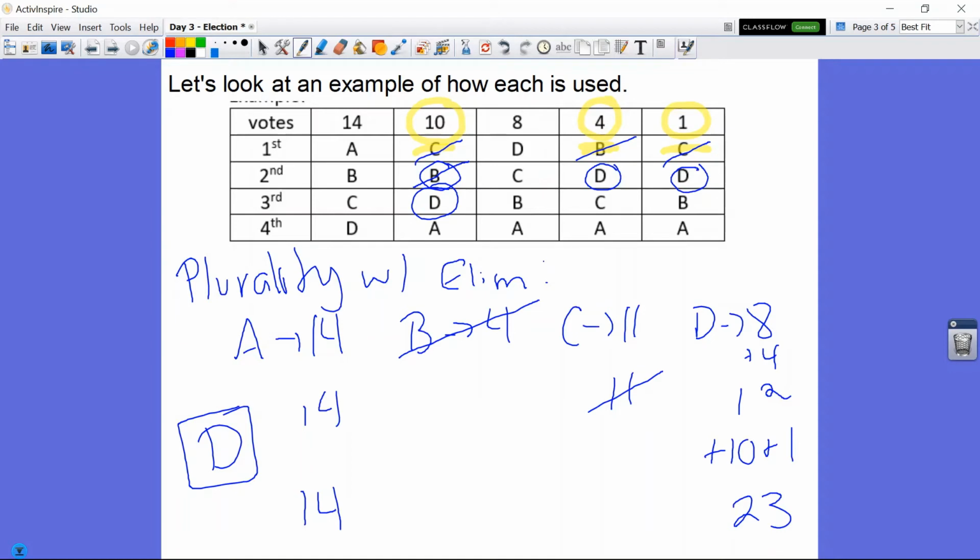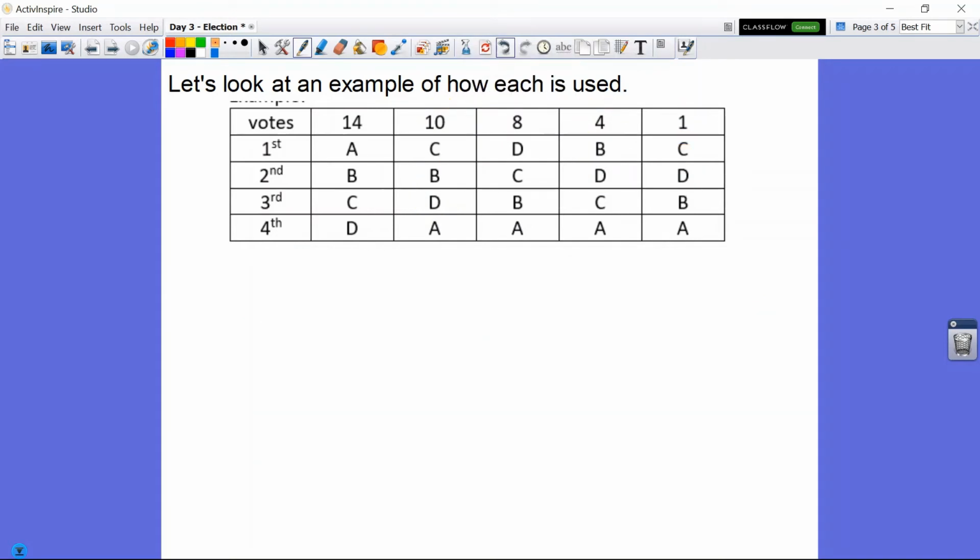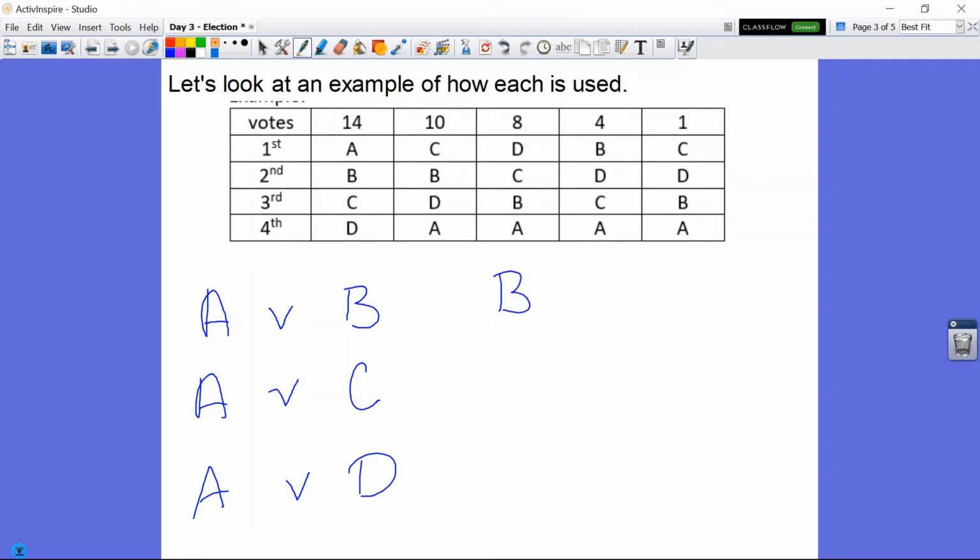All right, our last voting method is pairwise comparison. We're just going to do a quick run through of how a pairwise matchup would work. In pairwise comparison, you have to list all of your head-to-head matches. So A is going to compete against B, A would have to compete against C, A would have to compete against D, and then B would have to compete against A, but that matchup is already shown over here, so I don't need to write it again. So we just need B versus C, B versus D, and then C versus D.